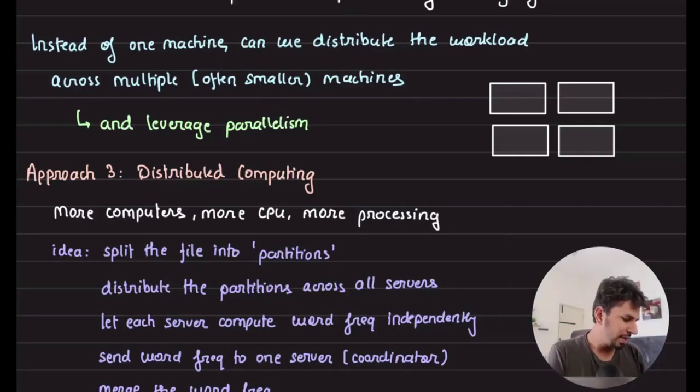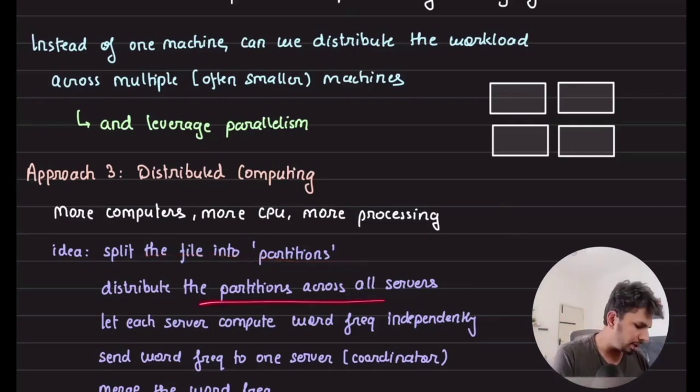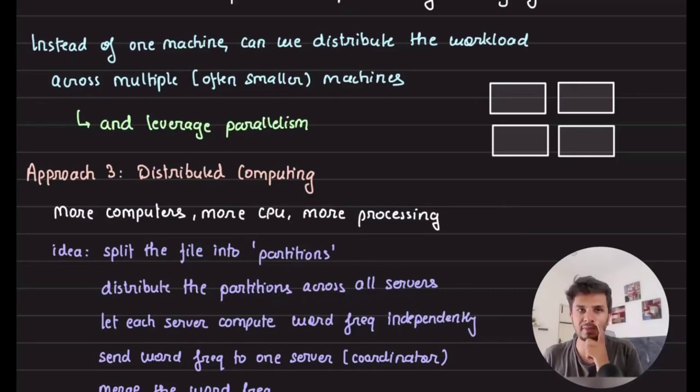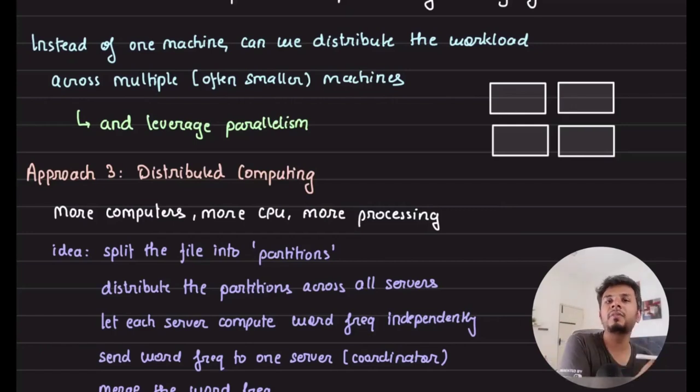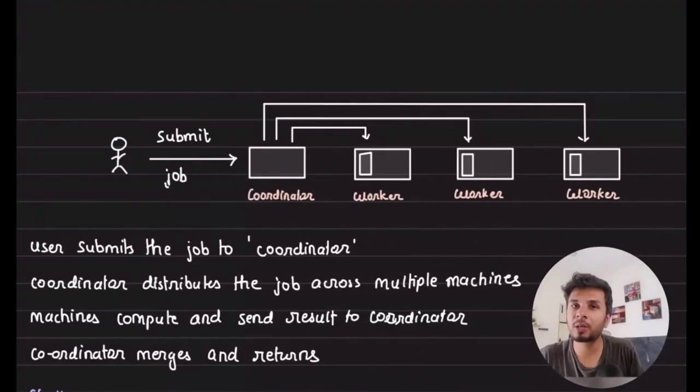So what you will do is split the file into partitions. Let's say 10 partitions, each of 100 GB. You distribute these partitions across multiple servers. So let's say you have 10 servers, you create 10 partitions, you give one partition to each server. Let each server compute the word frequency independently on that. Then it sends this word frequency to one machine which combines the results and sends back to you the result. This is exactly what distributed computing or big data processing is all about.